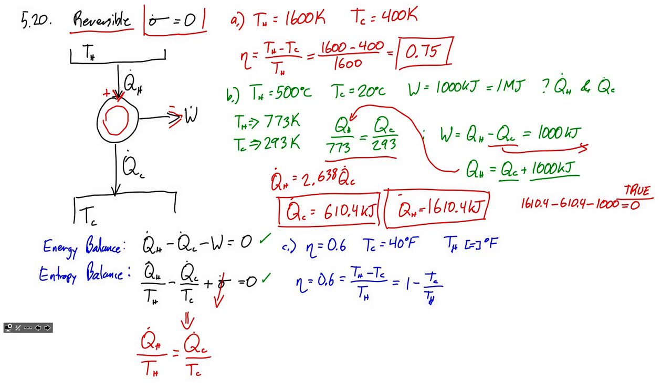So in this case, this is equal to 0.6. I'm just moving this all over. Sorry, my numbers look kind of weird. So what can I do now? I can move the 1 over, and it will give me something that looks like Tc over Th is equal to 0.4. Or Th is equal to Tc over 0.4.